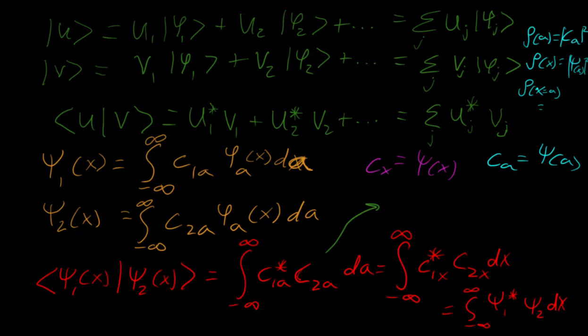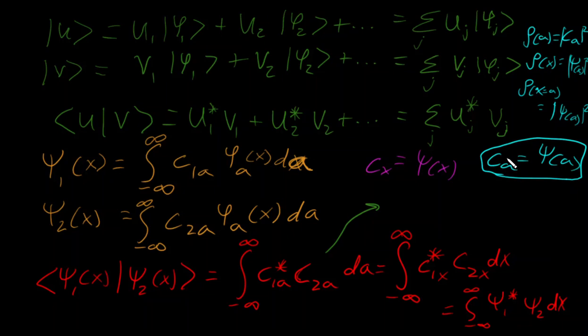Remember, A is a position. That's why I chose to do it like this, so I could show you the inner product. The probability density of having a position X equals A would just be the wave function evaluated at point A, norm squared. Hopefully this makes sense. C_A is psi of A. We can do that with any position, if we call the position B or C.